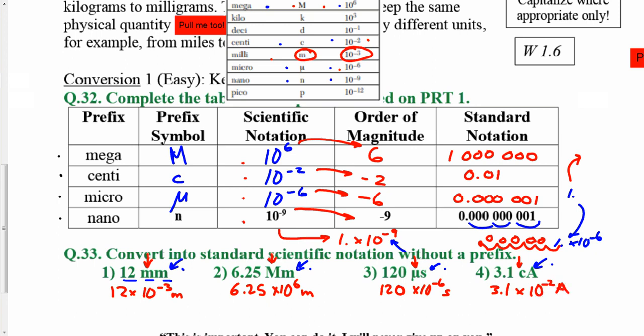Notice here the things to keep in mind. The base prefix meter is still there. You take away the meter, this number has no meaning.